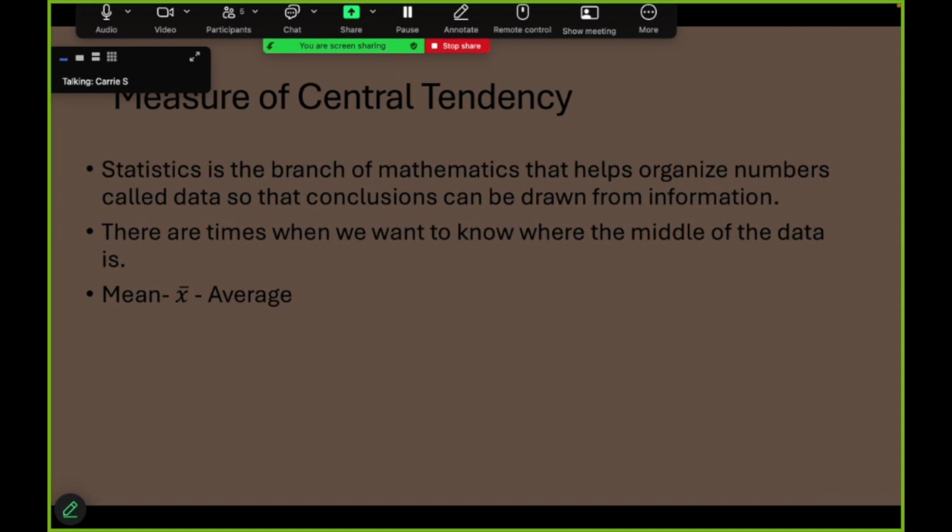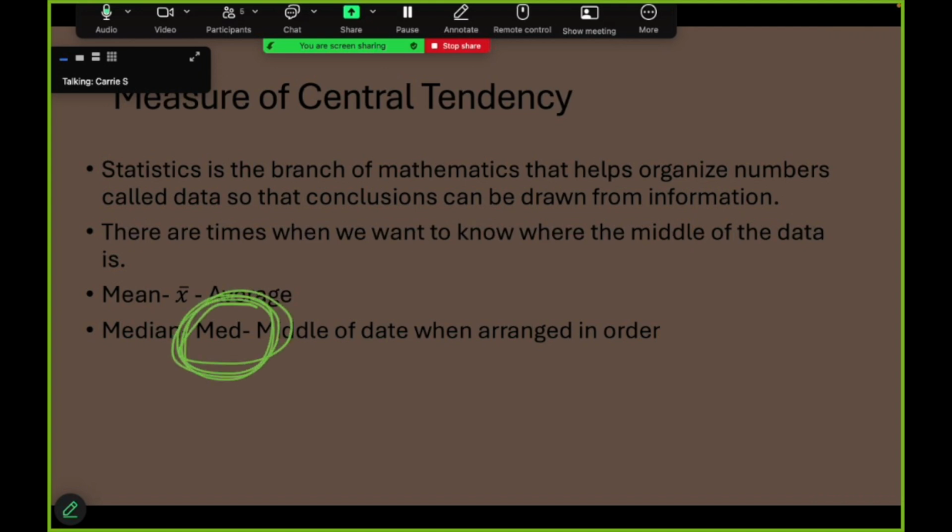The second one is called the median. If you've ever driven down a road and there is a grassy area or a concrete area between the two lanes, that is called a median. And the median just means middle. The symbol for that is MED. You won't really see these in your textbook. They're going to say mean, mode, and median, but you'll get to see those.